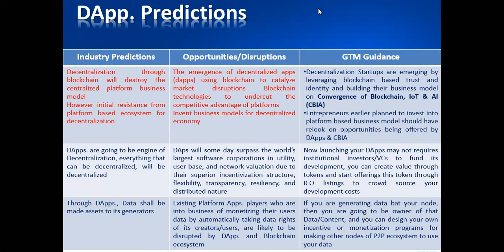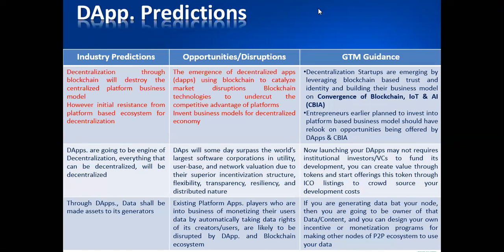Don't forget, one day the cluster of DApp applications is going to defeat Oracle or SAP kind of players, if they are not evolving or catching the blockchain wave. So what is the guidance here? GTM guidance: launching your DApp may not require institutional investors to fund its development. You can create value through your own tokens and offer them through ICO listings to crowdsource your development cost. Traditionally, if you are an analytics company, a big data analytics company, a mobile tech company or a fintech company, you look for VC funding.